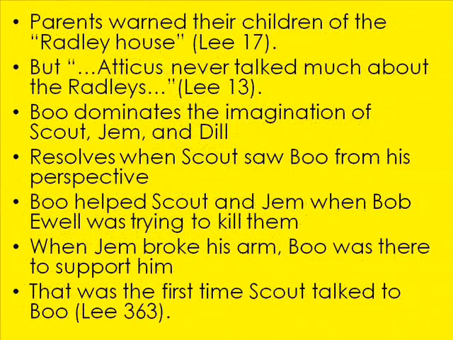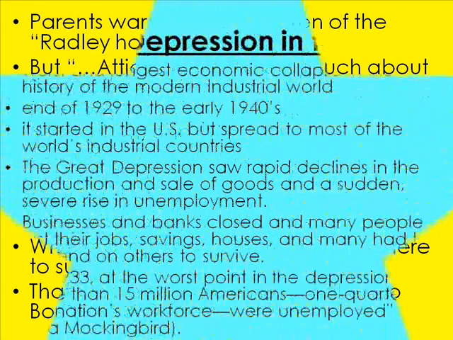Parents warned their children of the Radley house, but Atticus rarely talked about him. Boo dominated the imagination of Scout, Jem, and Dill. It resolved when Scout saw Boo from his perspective. Boo helped Scout and Jem when Bob Ewell was trying to kill them. When Jem broke his arm, Boo was there to support him.